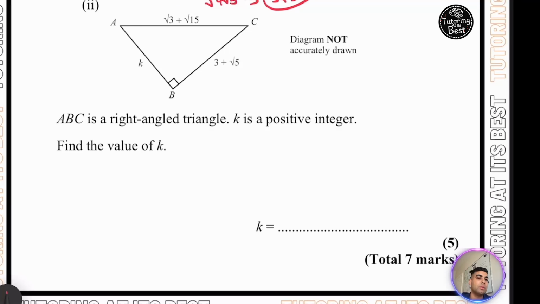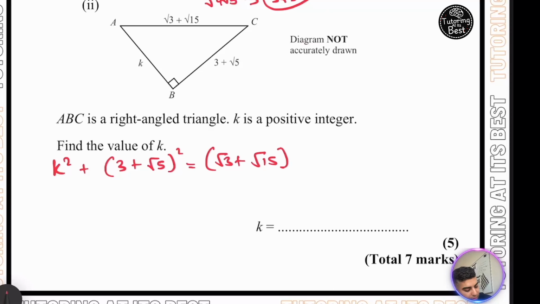ABC is a right-angled triangle. k is a positive integer. Find the value of k. So essentially, we're going to be using Pythagoras. So what does that mean? Well, that means we'll have k squared plus 3 plus root 5 squared, which will then equal root 3 plus root 15 squared.